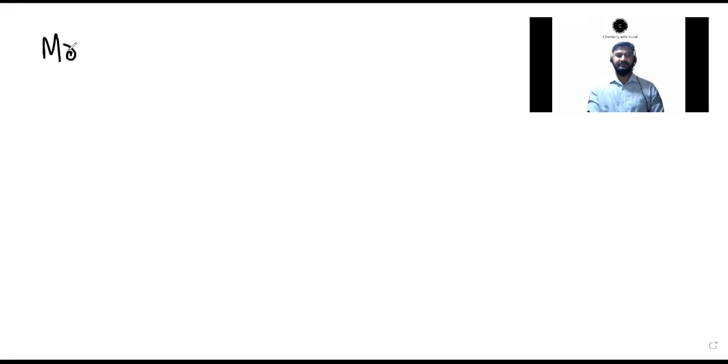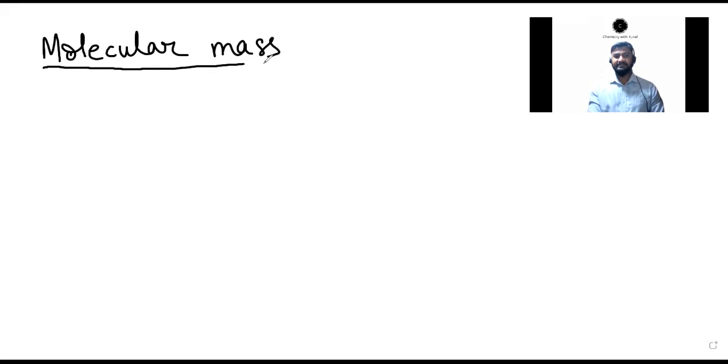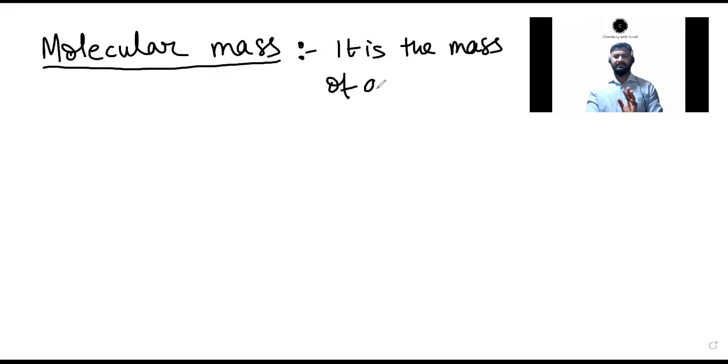What is molecular mass? In the last section, if you go and see the video, we discussed atomic mass. What is atomic mass? It is the mass of an atom. Similarly, what is molecular mass? It is the mass of a molecule. As simple as that. Now, what is a molecule made up of? Molecules are made up of atoms.